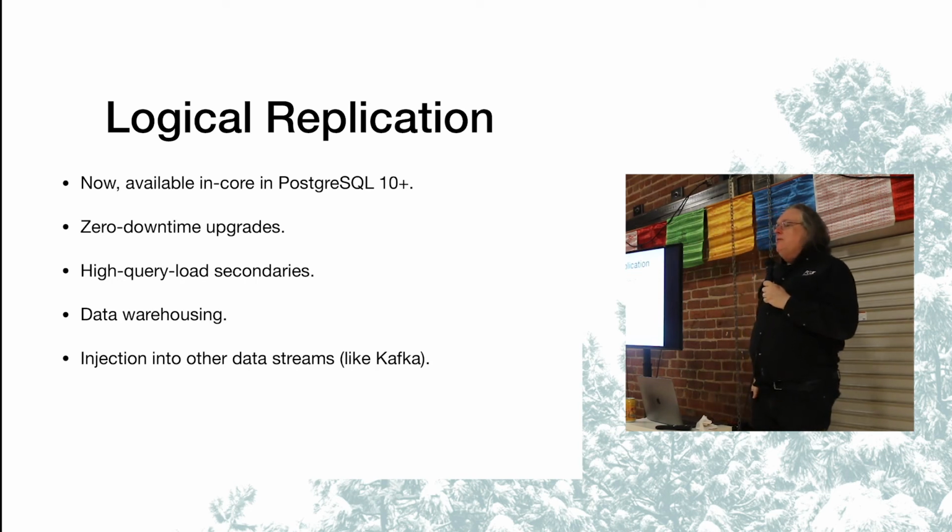Binary replication, they have to be the same major version. If you have secondaries that take very high query loads that would get messed up in binary replication, you can use logical replication instead. So that's very nice.